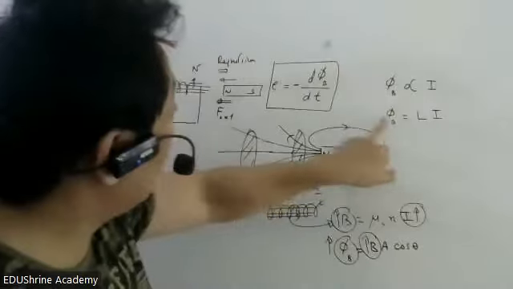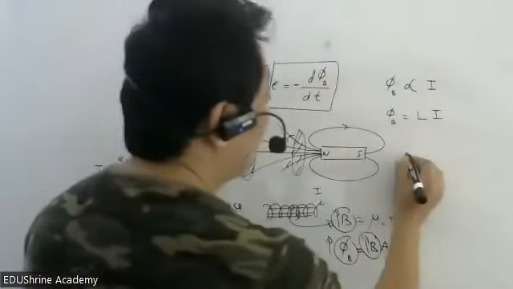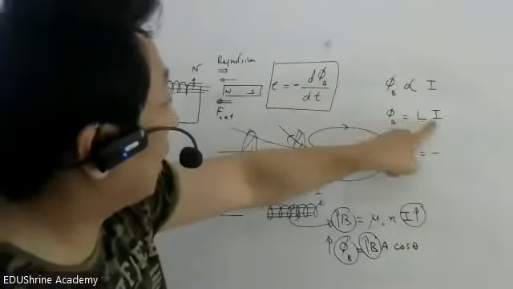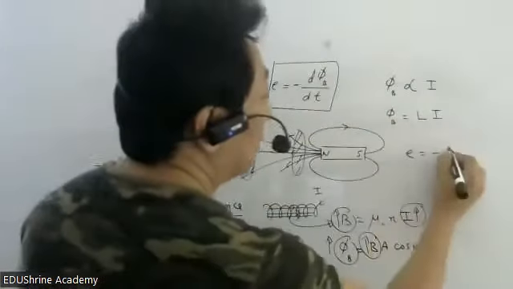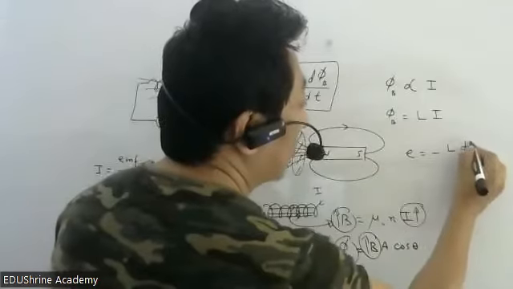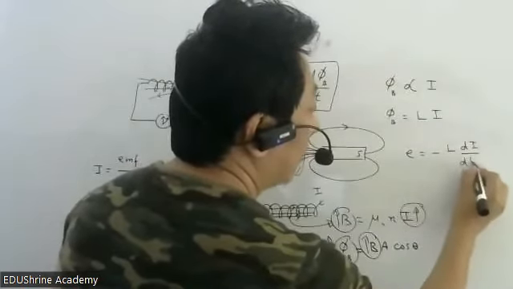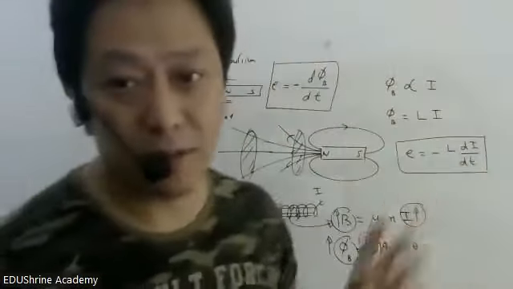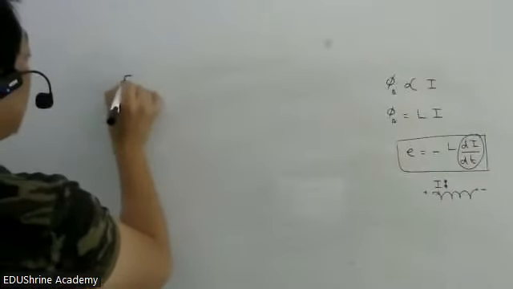If I substitute this here, what will I get? E equals to minus, if you substitute this L i here, L is constant, I can take L outside. So I will get this formula. So please memorize these, students. Do you all remember this formula?